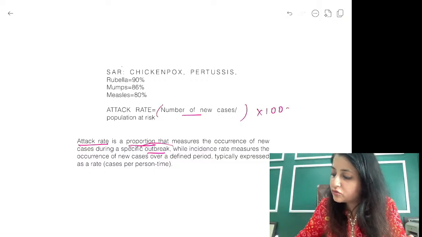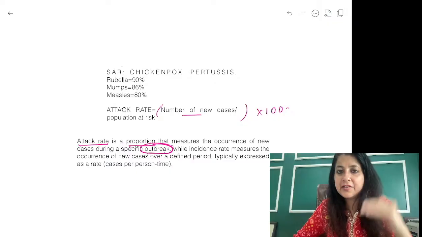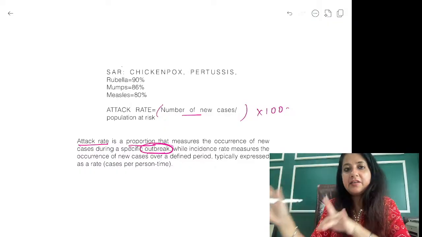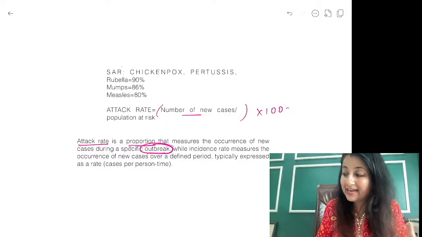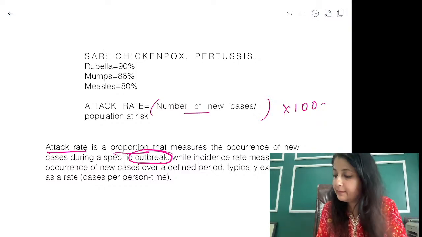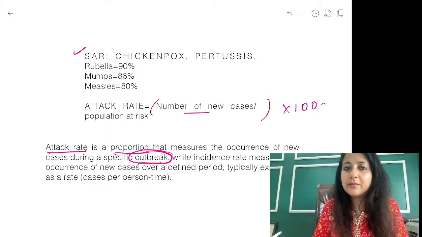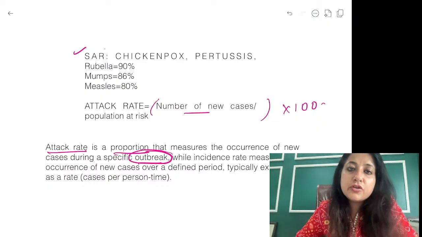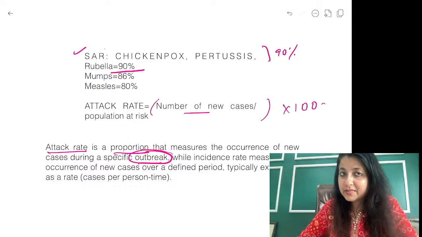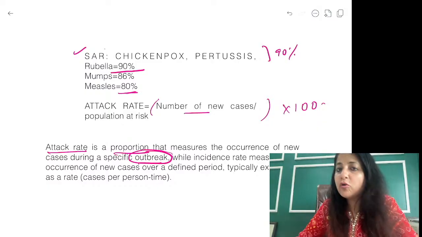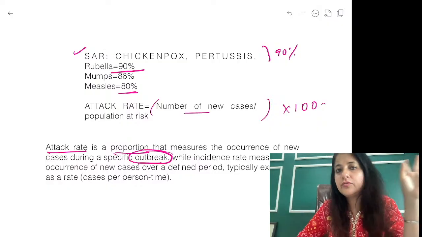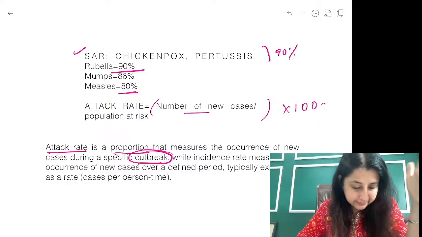ठीक है, ये proportion है जिसको आप outbreak में use करोगे. Total population at risk and how many new cases. Incidence क्या होता है? How many new cases out of total population at risk into 1000. Clear? So don't get confused. Attack rate is something which we particularly calculate during outbreaks. Clear? And this was asked a couple of times. जैसे SAR, chickenpox, pertussis और rubella, इन सब का 90% है. Mumps 86%, measles 80%. Some common diseases SAR you should know. Last time also they've asked a lot of questions on SAR and all that, so you should know this one also.